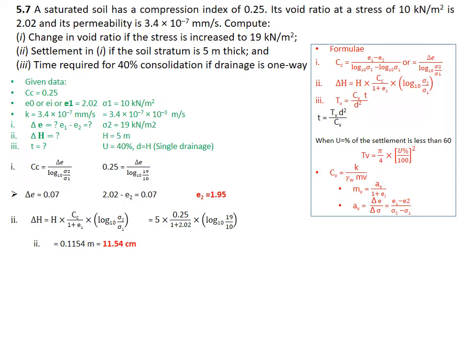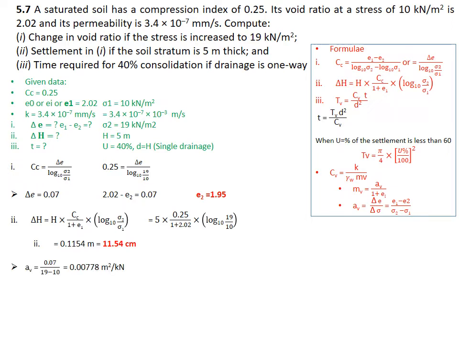Now moving on to the last, so we have to find t. If you look at the third formula, which was Tv equals Cv t by D square, we will reframe it, t equals Tv D square by Cv. Now one by one we have to find the values for the right hand side. So first we'll go for, let's say, Cv. So look at the formulas for Cv. We have three formulas there. We'll start from the reverse.